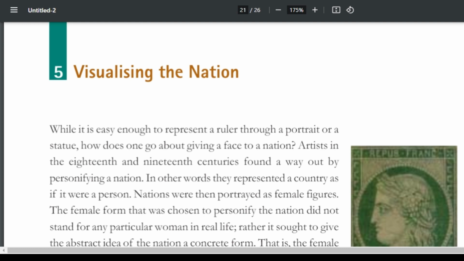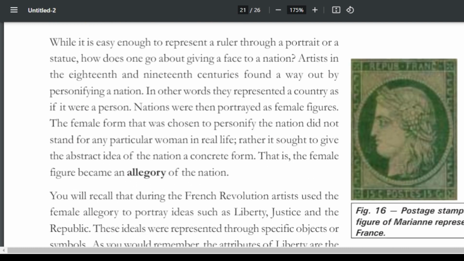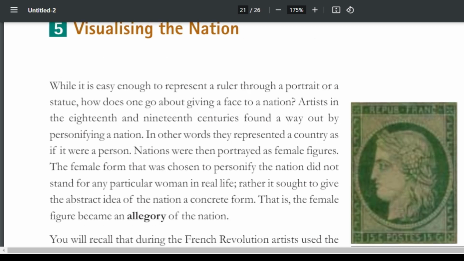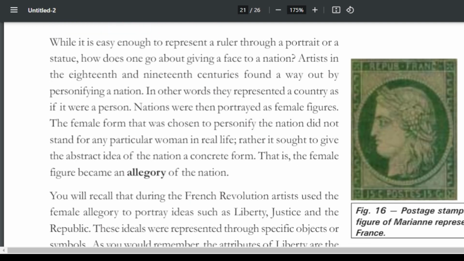Visualizing the nation, fifth point. While it is easy enough to represent a ruler through a portrait or a statue, how does one go about giving a face to a nation? Artists in the 18th and 19th centuries found a way out by personifying a nation. In other words, they represented a country as if it were a person.